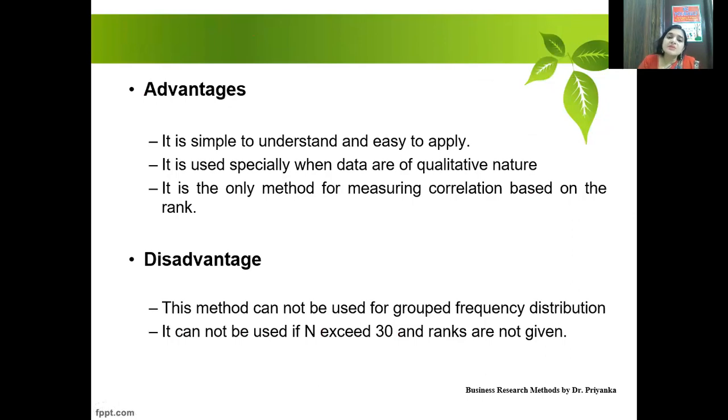Its advantages are it is very simple to understand and it's easy to apply. And it is used especially when the data are of qualitative nature. It is the only method for measuring correlation based on the rank, right? And its disadvantages are this method cannot be used for grouped frequency distribution. For example, sometimes grouped frequency is also provided. For that, it is not done, and it cannot be used if n exceeds 30 and ranks are not given. Either ranks are not given or n is exceeding 30, then it is not possible. That means for a very large number of data, it is not very useful.